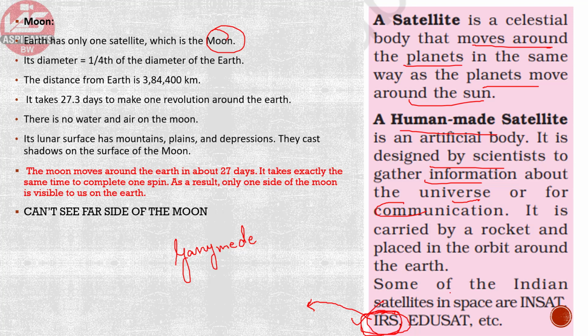So these satellites are obviously human made for our own purposes. Some of the examples are IRS, EduSat, and INSAT.